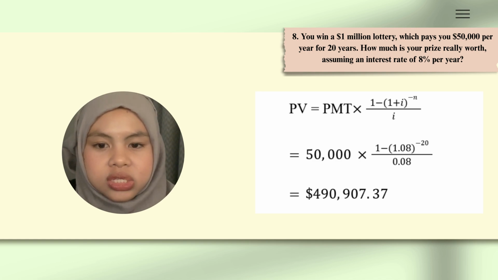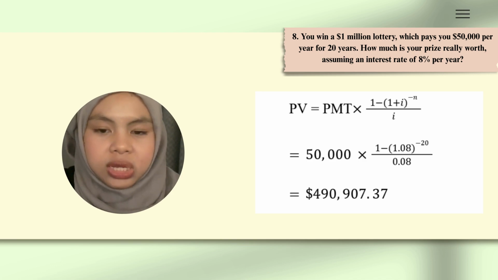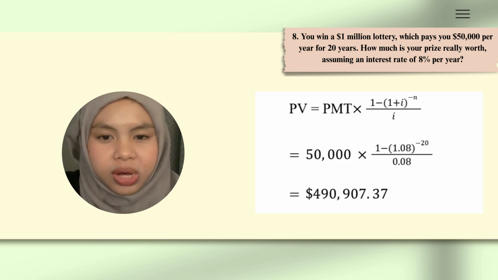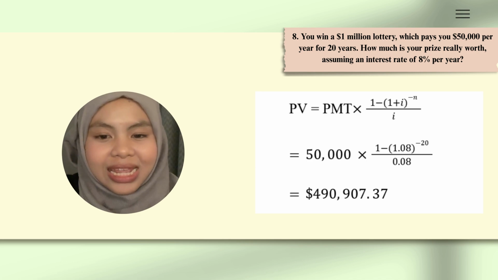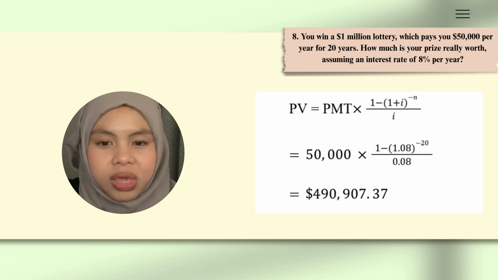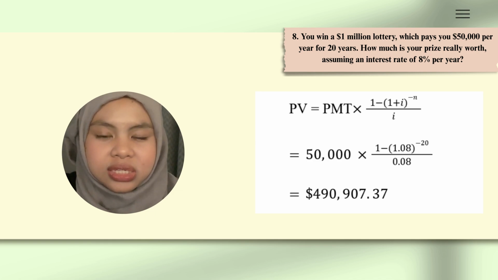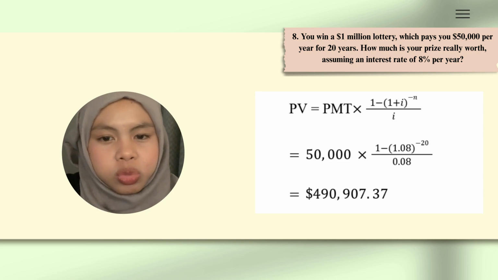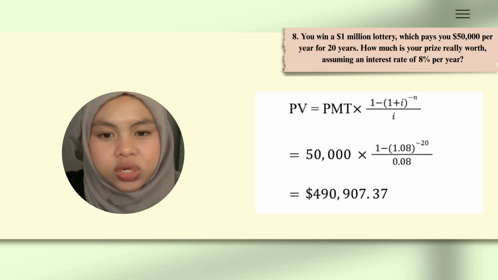After calculating, we get $490,907.37. This means the real value of the lottery prize today is only about $490,907.37, not $1 million. So even though the lottery advertises a $1 million prize, its present value is actually less than $500,000 because the payments are spread over 20 years and discounted at 8%. This shows why understanding the time value of money is important, where money received in the future is worth less than money received today.